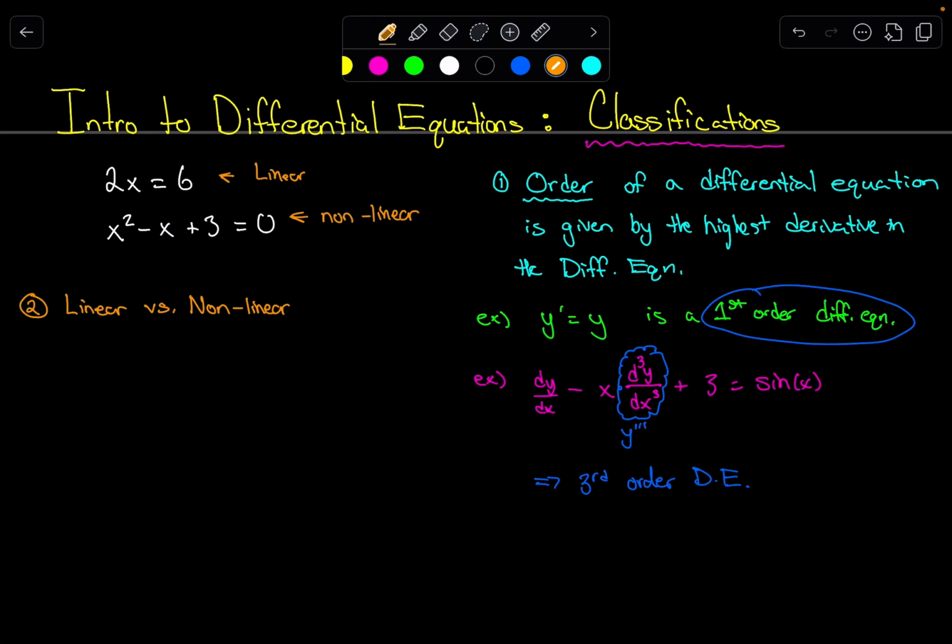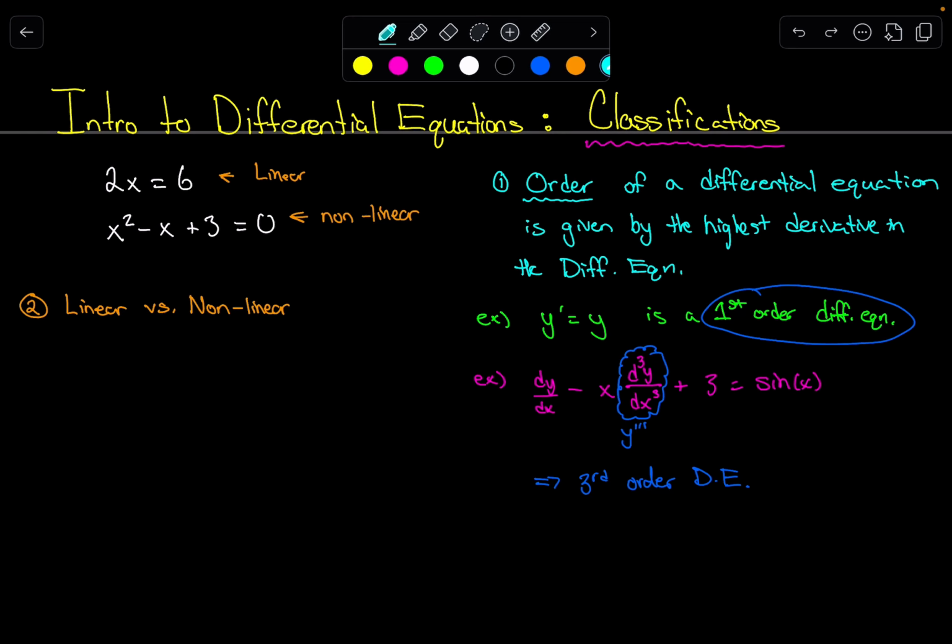Okay, now I want to point out something really quick, which is that in the algebra examples that you see up here, what makes the first equation linear and the second equation nonlinear? Well, you might say that there's a squared in the second one that makes it nonlinear, and there's a first power in the first one, and that would make it linear. And I totally agree with you.